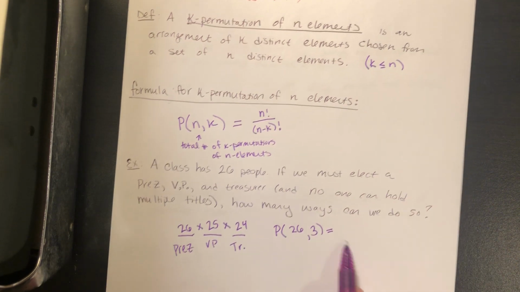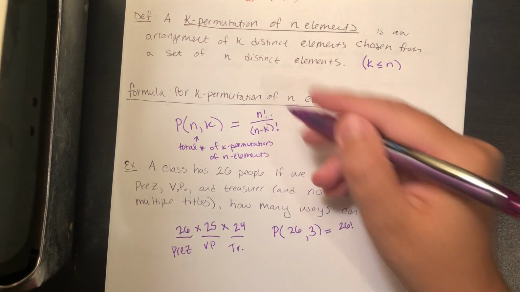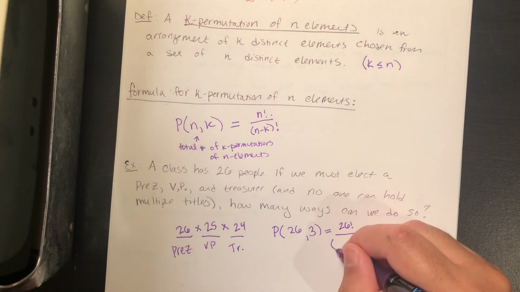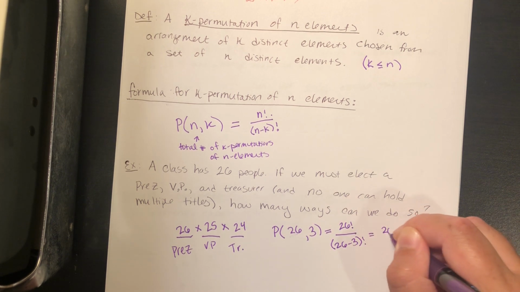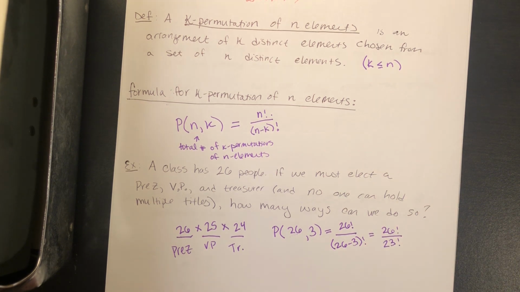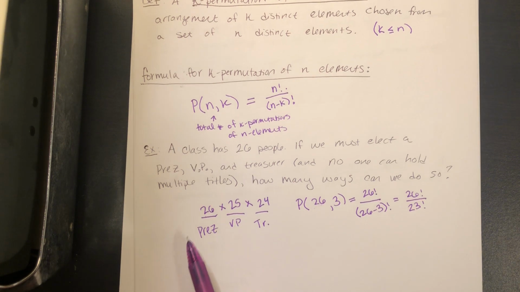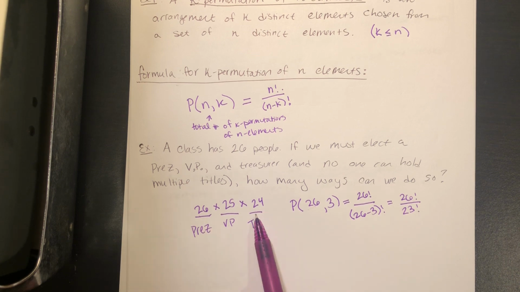According to this formula, this should be 26 factorial, right, N factorial on top, divided by 26 minus 3 factorial. In other words, 26 factorial over 23 factorial. Does that make sense with the answer that we got over here? Sure, right? Because this starts off looking a little bit like 26 factorial, except once we hit 24, we stop.